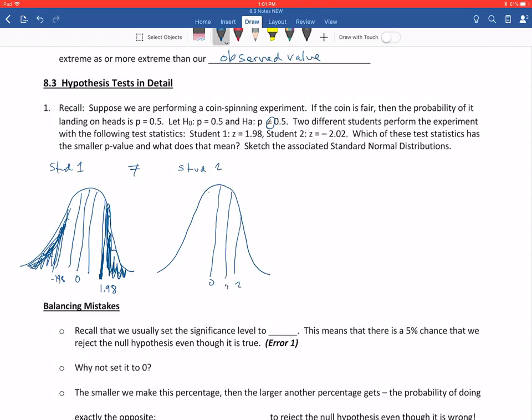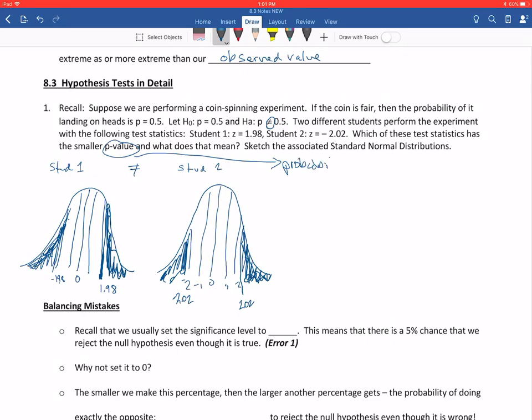Student 2's is very similar, except their z-value was negative 2.02, so a little bit farther than the 2. And again, because it was two-sided, it means we have the other side as well. So here's what their curves look like with their z-values marked. So which one of these would have the smaller p-value and why?